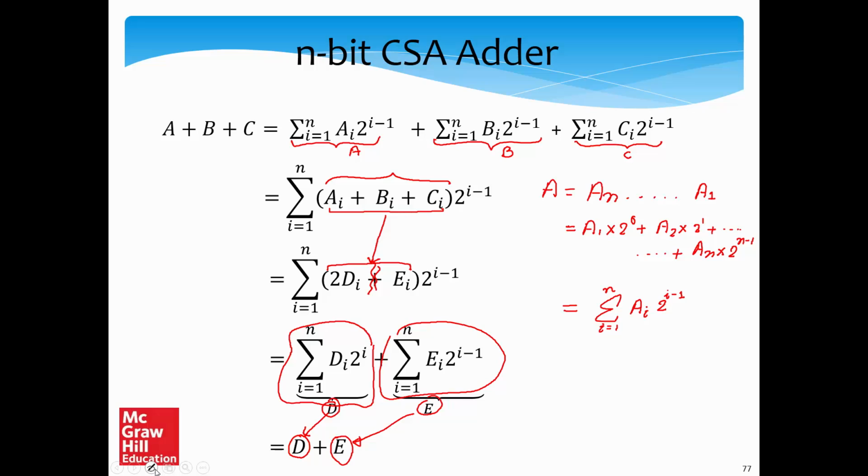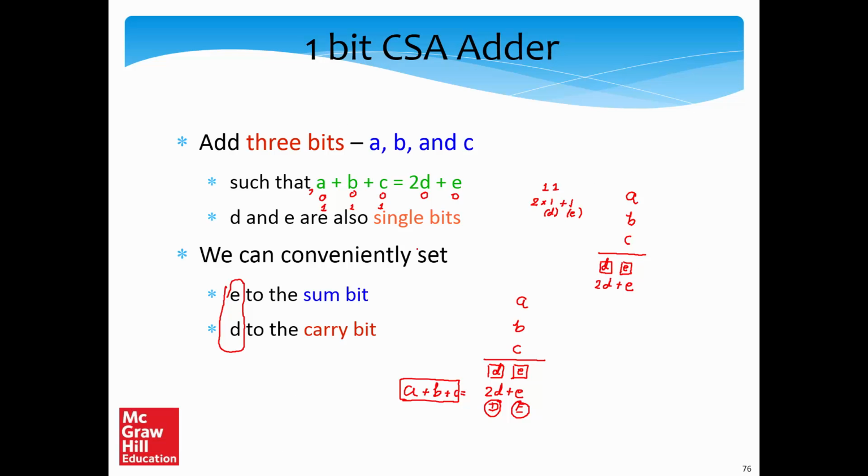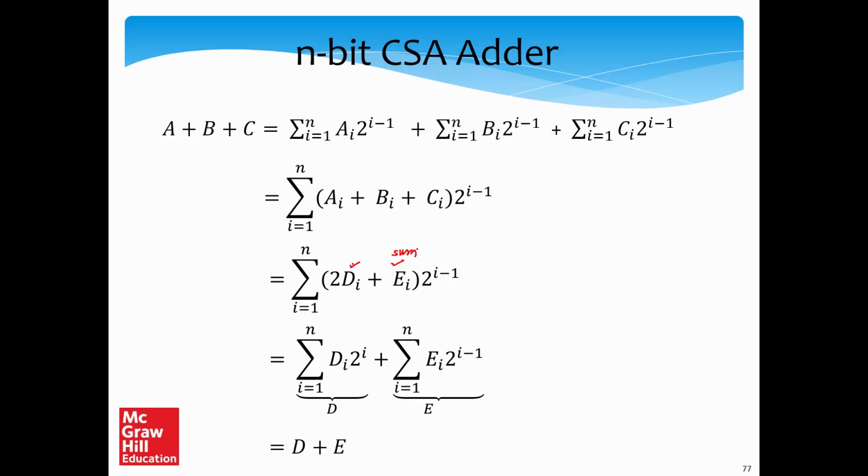Let me just get rid of the ink and you'll be able to see it better. Computing D and E is also very easy. Since it's hardware, everything is parallel, so we consider the corresponding ith bits. We add them, so we get this D and E, where E is the sum bit, as we have seen just before in the previous slide, and D is the carry bit. So as we have seen here, we just add them up.